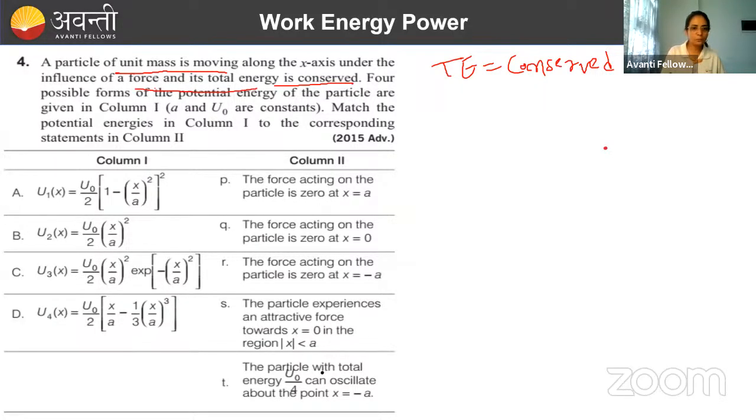Now, 4 possible forms of potential energy of particle are given. Potential energy is given. Done? Clear है? What we have to calculate? First, देखो options में क्या क्या दिया हुआ है. Force acting on the particle is 0, kind of. We have to check. So potential energy से force कैसे निकालते हैं?